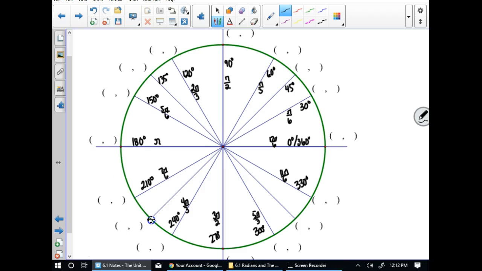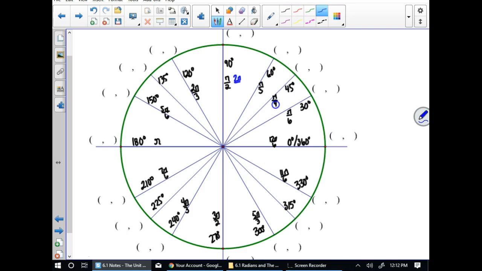If I add 45 again, I get 225. If I add 45 again, I get 270. 45 again is going to give me 315. And then 45 one more time gets me back to 360. So you're doing the same thing, but with your increments of 45 degrees. 45 degrees is pi over 4. And so if this is pi over 4, I'm going to write it, but I don't have to.